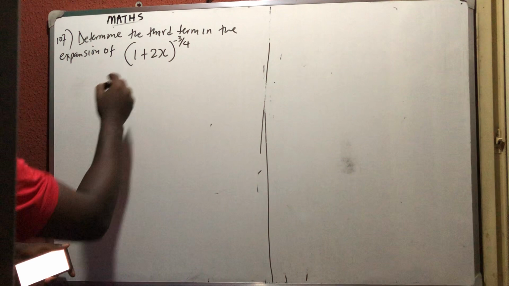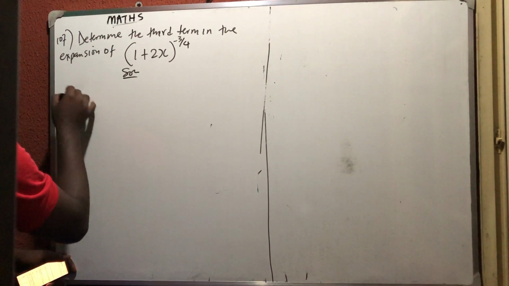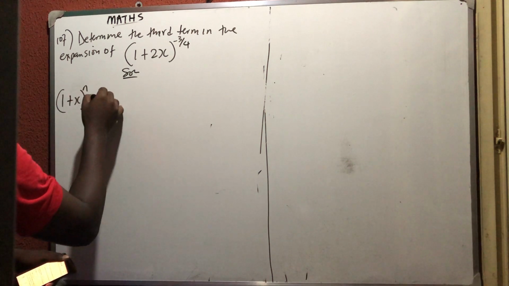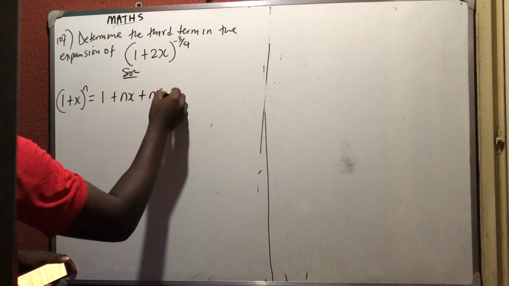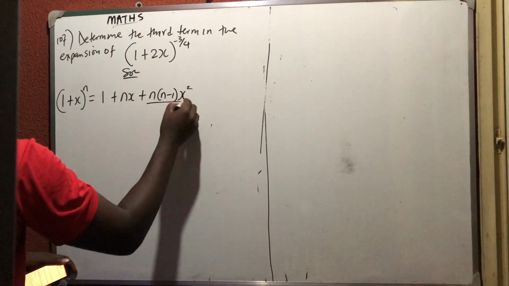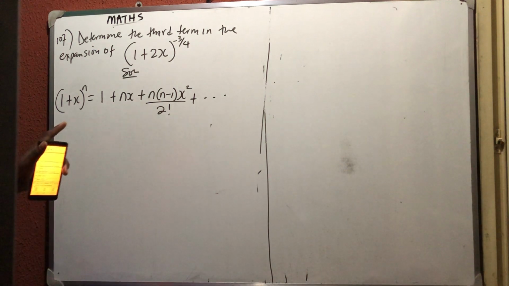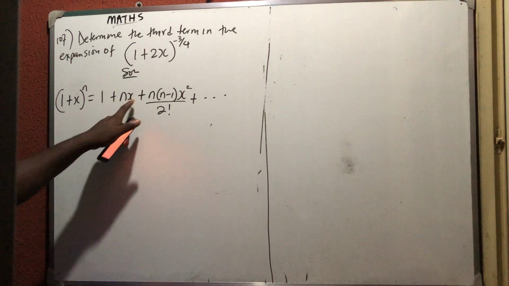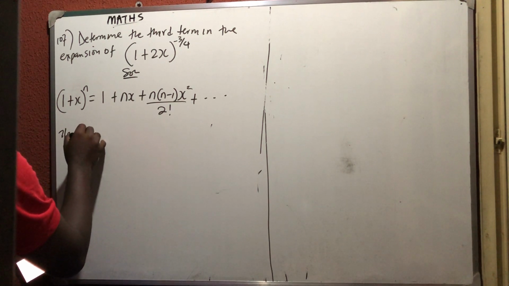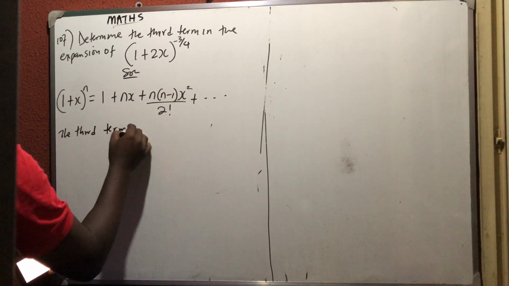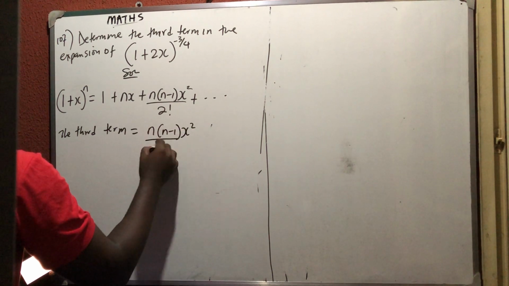Okay, very simple. Solution. Now anytime you have 1 here, I know that 1 plus x all raised to power n is equal to what? 1 plus nx plus n into n minus 1 x squared over 2 factorial plus dot dot dot. So they say we should find the third term. The third term is first, second, third. So this is the third term. The third term is equal to what? n into n minus 1 x squared over 2 factorial.